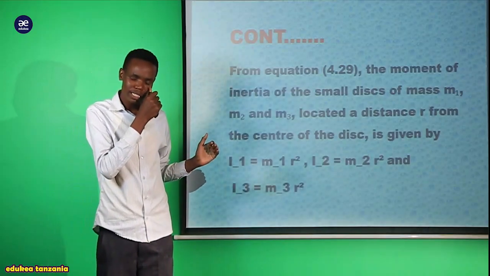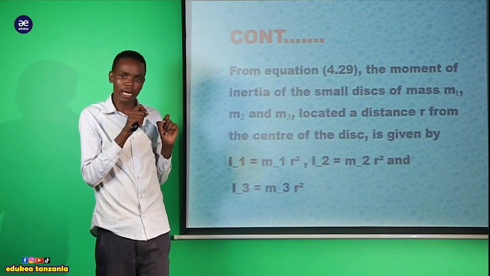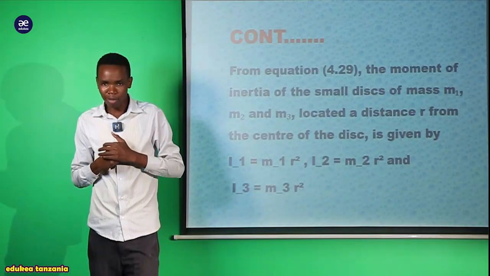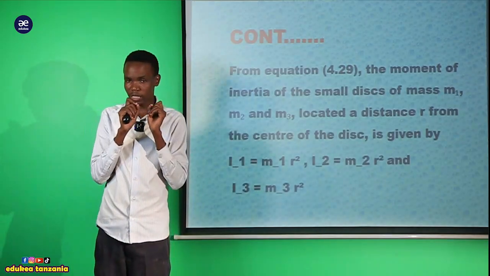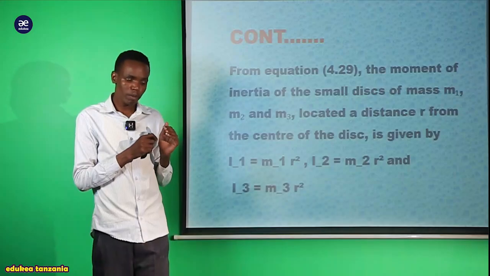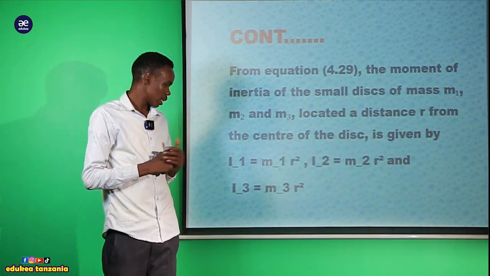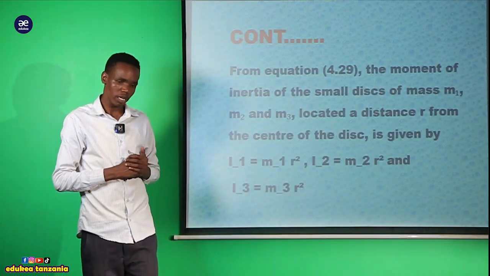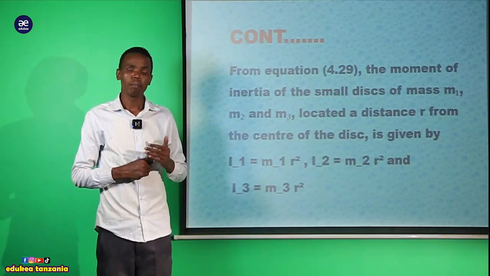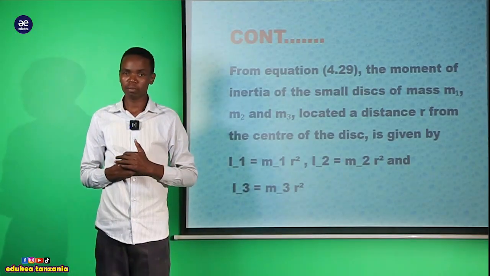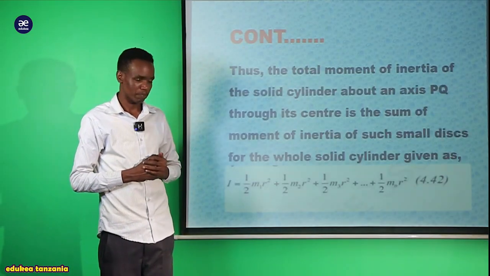So if we are asked to find the moment of inertia for disk number 1, it should be I1 = m1 r². The moment of inertia for the second disk must be represented by I2, which is equal to m2 r². And for the third disk, the moment of inertia must be equal to m3 r². This is how we can find the moment of inertia.